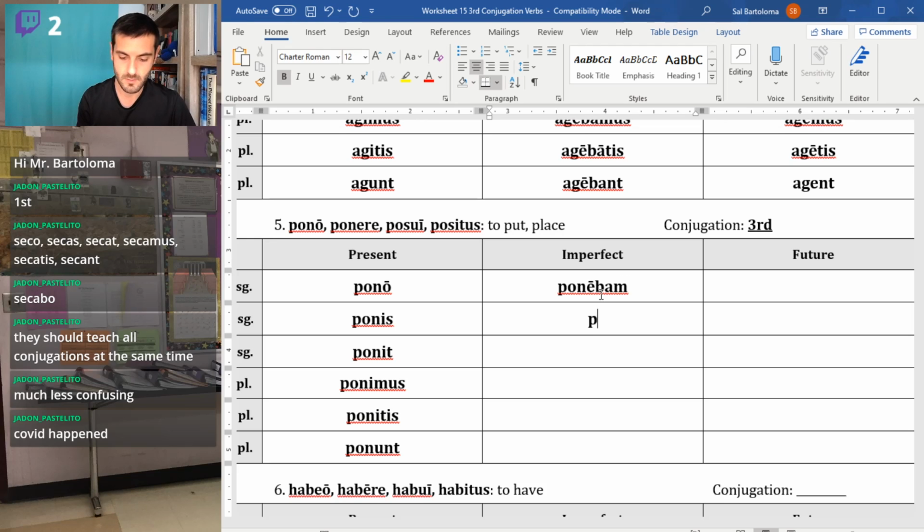Ponebam, ponebas, ponebat. Nobody really misses that, right? You always kind of see imperfect. Ponebamus, ponebatis, ponebant.